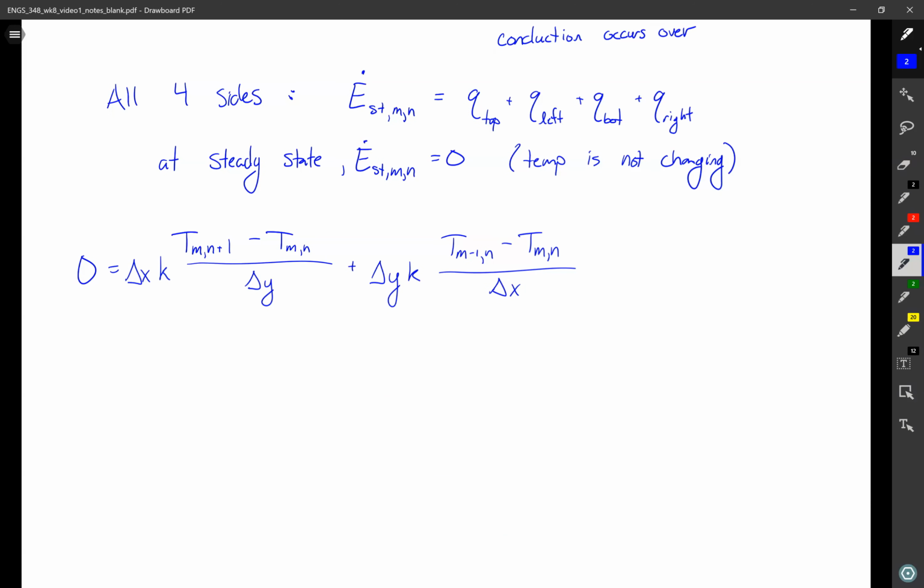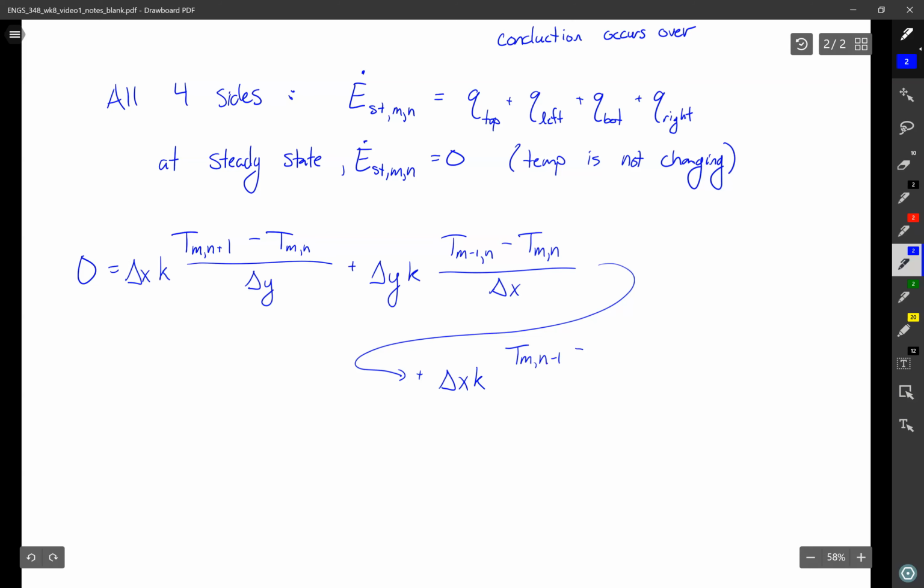So that's the top, the left, and we could add the bottom. We'll add that down here. Plus at the bottom, that's going to be delta x, K, T_m,n-1 minus T_m,n divided by delta y, plus now the right-hand side should be delta y, K, T_m+1,n minus T_m,n divided by delta x.